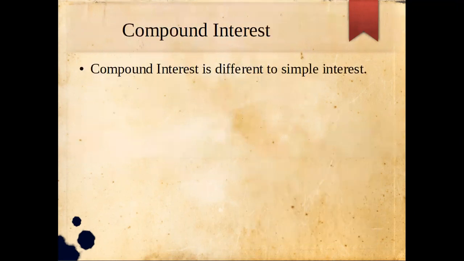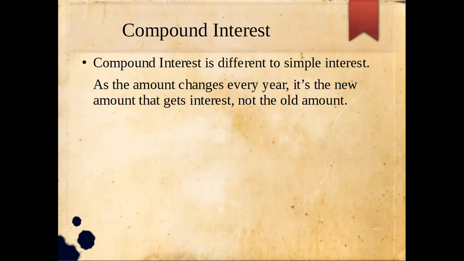So, definition, compound interest. Compound interest is different to simple interest. Okay, so as the amount changes every year, it's the new amount that gets interest, not the old amount. So think of it like this. If I put £100 in a bank and I get 10% interest, in simple interest, that means I'd get £10 extra every year. But in compound interest, after 1 year, I'd have £110. So instead of getting another £10, I'd get 10% of the 110. Okay, so the interest changes every year.